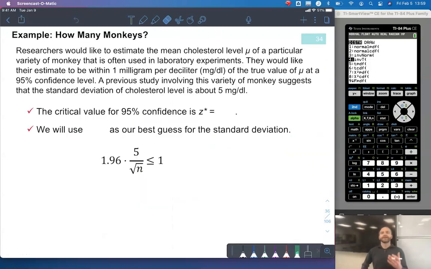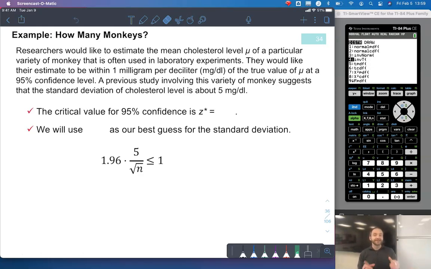And so now we're looking at an example of how to find the sample size for a given margin of error. This is how many monkeys? So researchers would like to estimate the mean cholesterol level, mu, notice words and symbol, of a particular variety of monkeys that is often used in laboratory experiments. They would like their estimate to be within 1 milligram per deciliter. Within, doesn't that sound like that's your margin of error? And then the true value of mu at a confidence level of 95%.